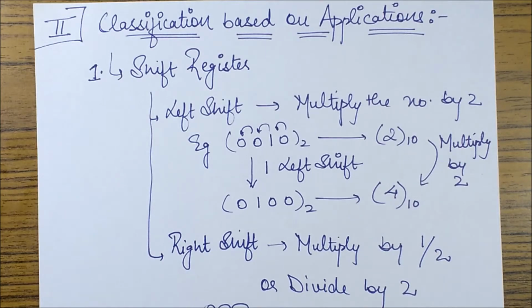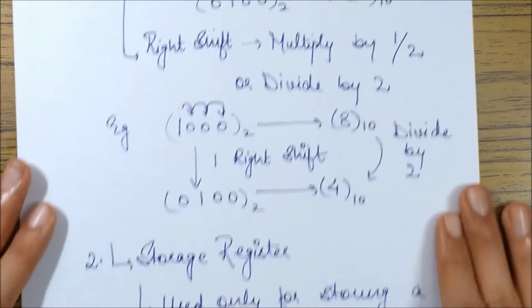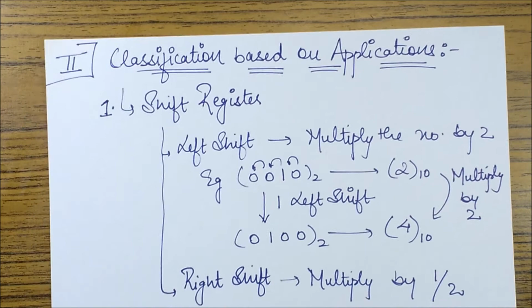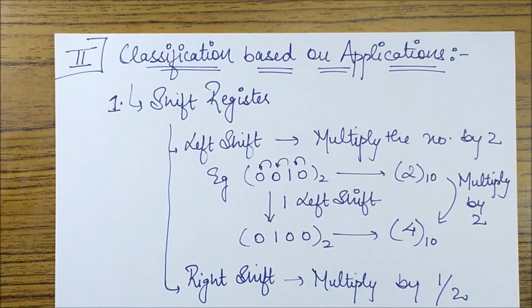Hello friends. So till now we have discussed a basic notion of a register and one of the classification types, which was depending upon the input and the output data. In this session we are going to discuss another classification type, which is classification based on the applications of a register. So a register can be either used as a shift register or as a storage register. Let's see what we can do while using it as a shift register or as a storage register.